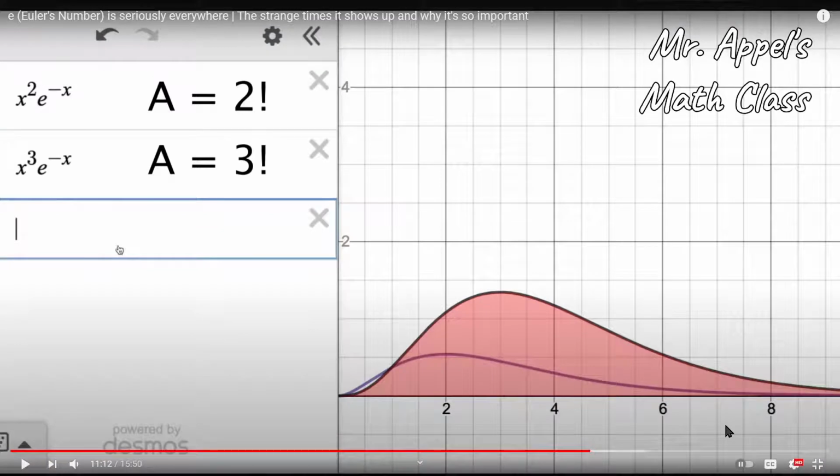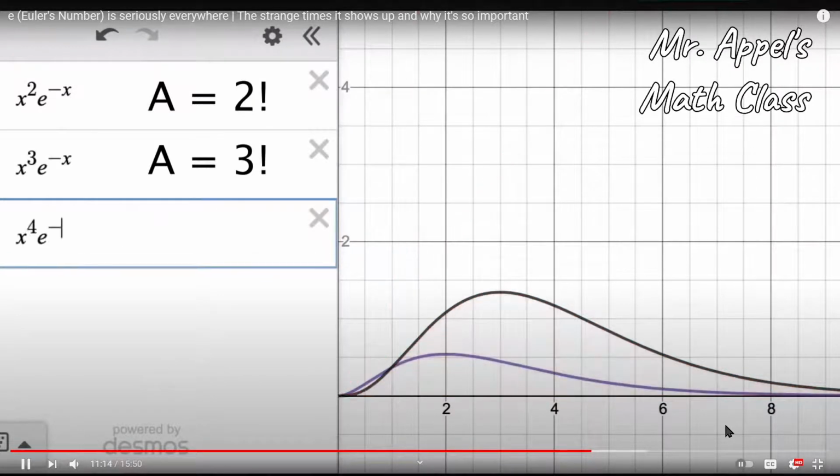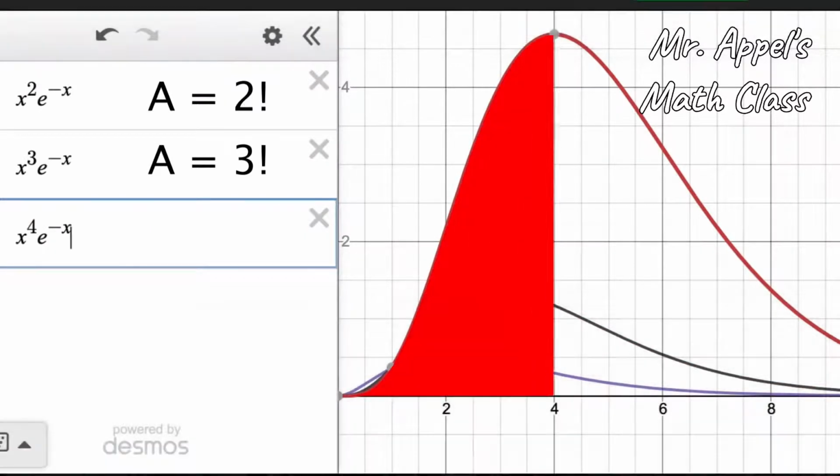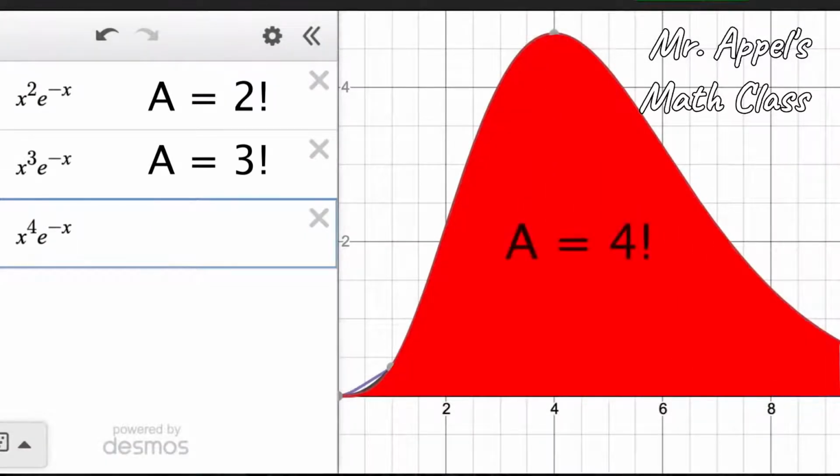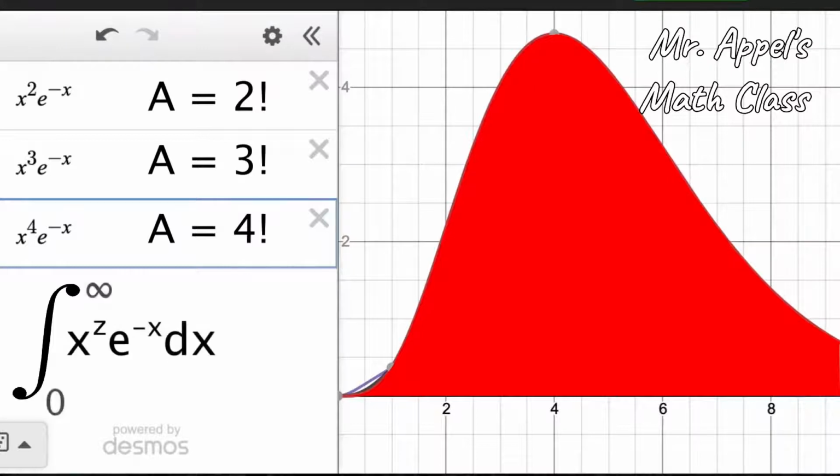Remember, factorial means multiply by all the descending digits, right? 3 factorial is 3 times 2 times 1. 4 factorial, 4 times 3 times 2 times 1. And here's x to the fourth times e to the minus x, whose area from 0 to infinity is 24, or 4 factorial. So as you can see, the exponent here, factorial, will equal the area under the curve from 0 to infinity. Another way to write this is the integral of this curve from 0 to infinity. Because math is weird.